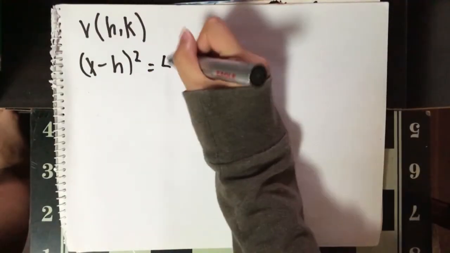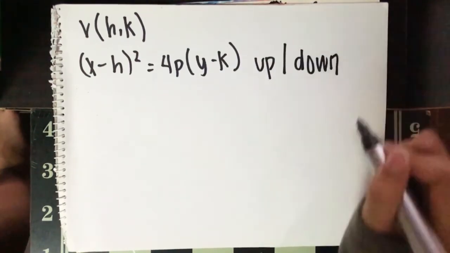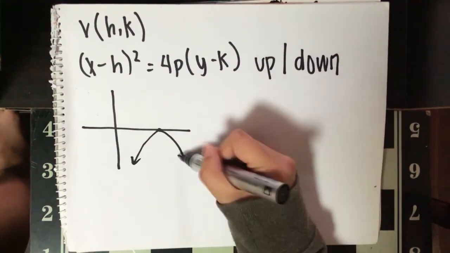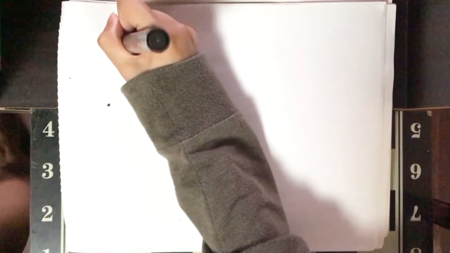If the vertex is not at the origin, the equation will be (x minus h) squared equals 4p times (y minus k), which opens upward or downward. If p is negative, it will open downward. If p is positive, it will open upward.